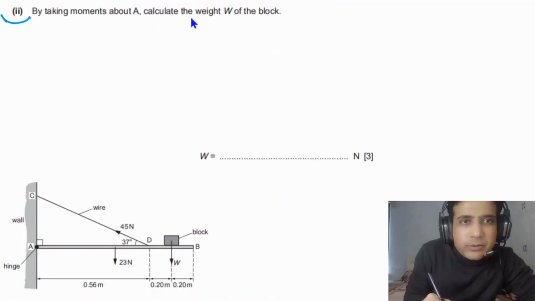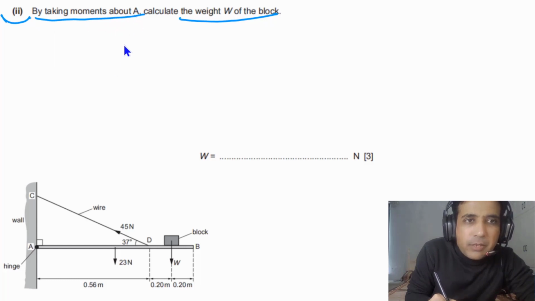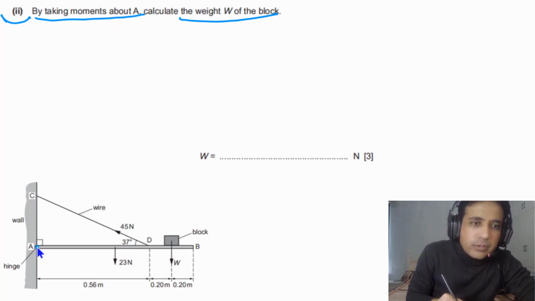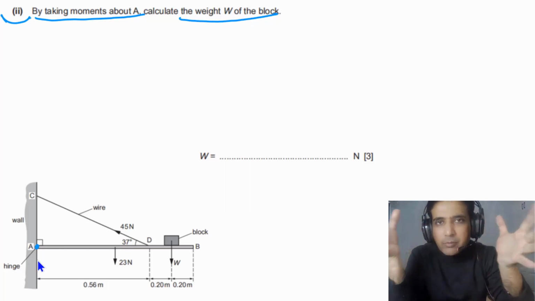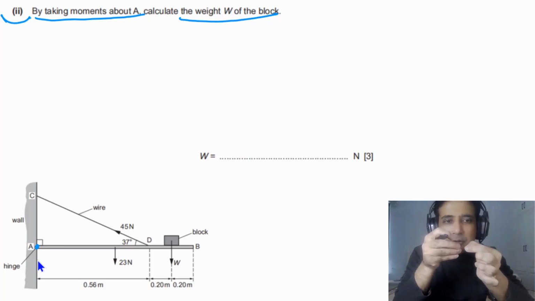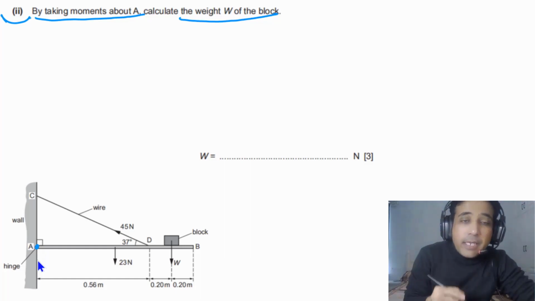For the second part, we need to calculate the weight W of the block by taking moments about it. So simply we need to take moments about this point, and the sum of clockwise moments has to be equal to the sum of anti-clockwise moments because this beam is in equilibrium. And also it is given to us that this beam is uniform.